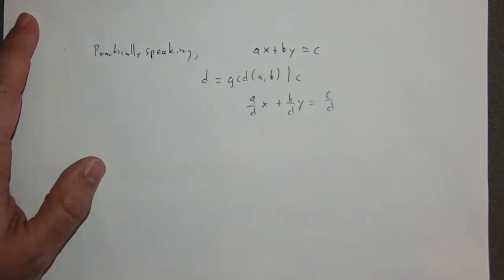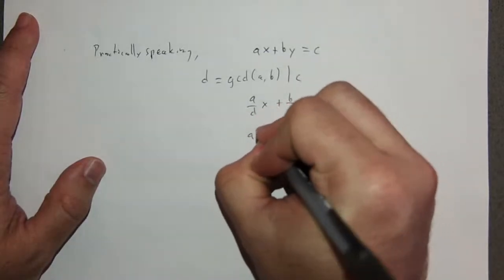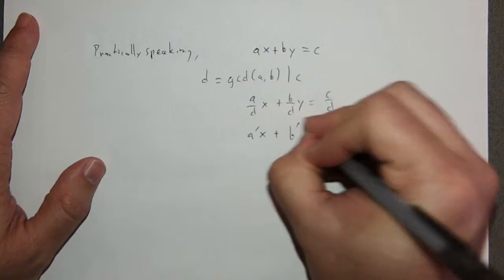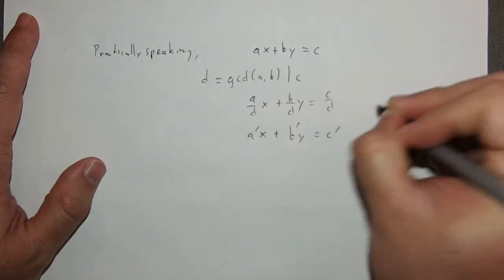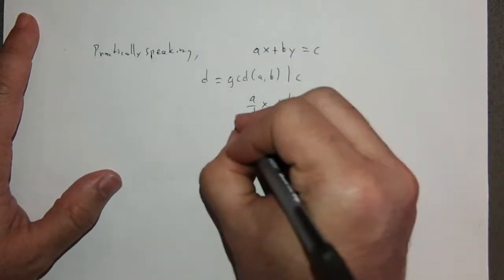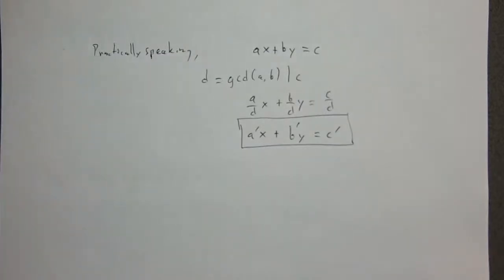So I actually get another equation, a prime x plus b prime y is equal to c prime, right? Which is going to have smaller numbers. Okay, so this means that I end up with an equation that is simpler in the sense that it's smaller numbers, so it's more likely that I can come up with some kind of solution just by inspection. Okay.